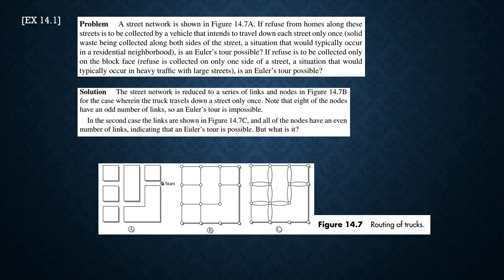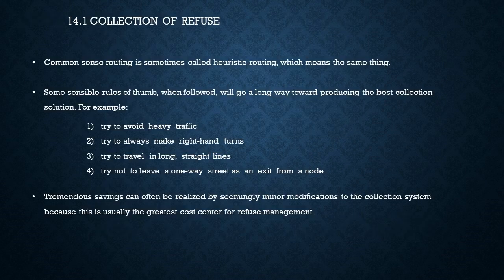Example 14.1 and solution. Common sense routing is sometimes called heuristic routing, which means the same thing. Some sensible rules of thumb, when followed, will go a long way toward producing the best collection solution. For example: 1. Try to avoid heavy traffic. 2. Try to always make right-hand turns. 3. Try to travel in long, straight lines. 4. Try not to leave a one-way street as an exit from a node. Tremendous savings can often be realized by seemingly minor modifications to the collection system because this is usually the greatest cost center for refuse management.